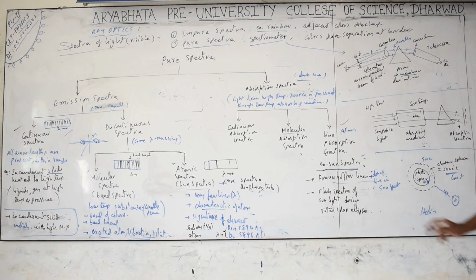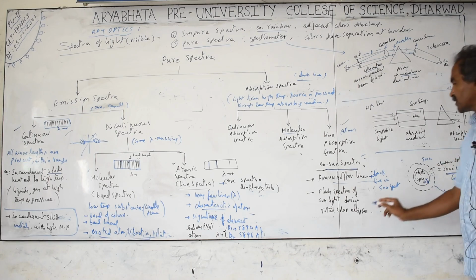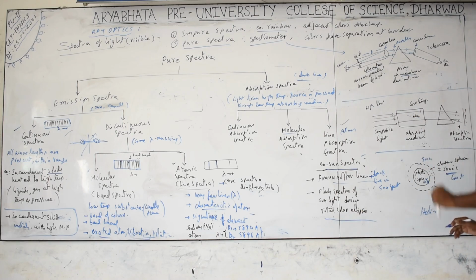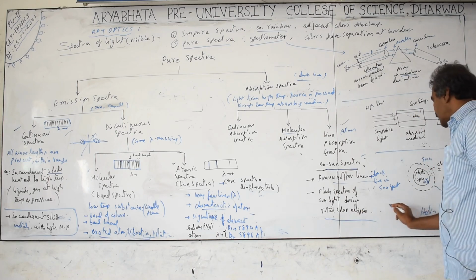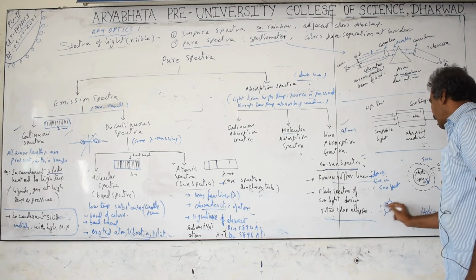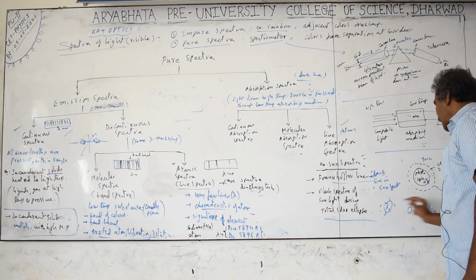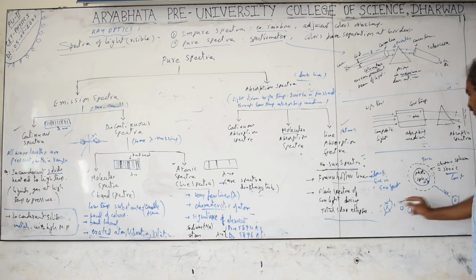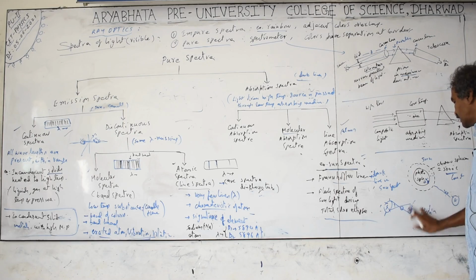Next, how do we know that these elements are actually present? Missing wavelengths mean the photosphere might not be emitting them, but how do you know? This is related to the total solar eclipse. During a total solar eclipse, the moon comes between the earth and the sun. This is the sun, and here is the earth. In between you will get the moon. The light coming from the sun is obstructed by the moon, so that you cannot see the sun for a particular duration.